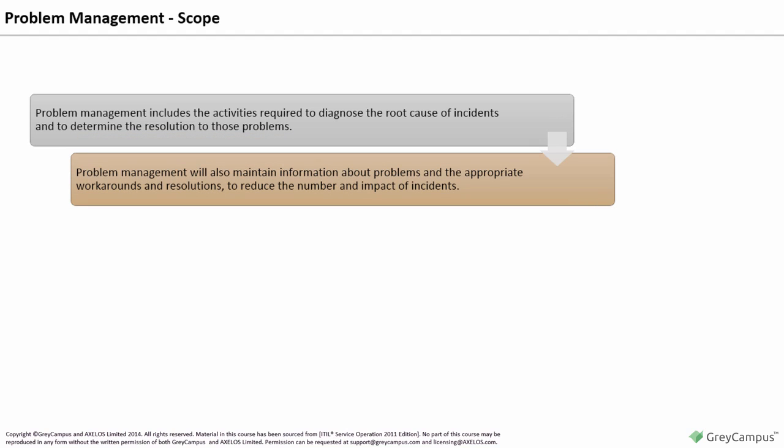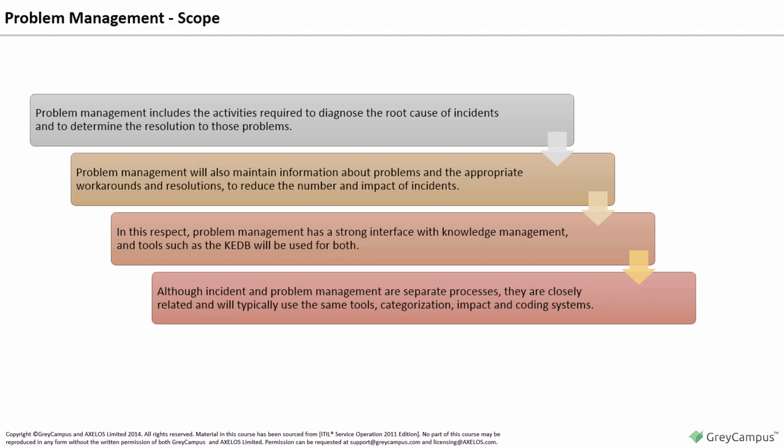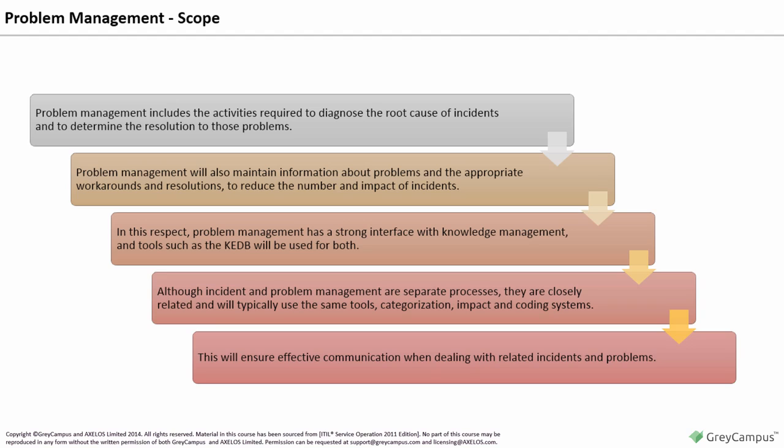Problem management will also maintain information about problems and the appropriate workarounds and resolutions so that the organisation is able to reduce the number and impact of incidents over time. In this respect, problem management has a strong interface with knowledge management, and tools such as the KEDB will be used for both. Although incident and problem management are separate processes, they are closely related and will typically use the same tools and may use similar categorization, impact, and priority coding systems. This will ensure effective communication when dealing with related incidents and problems.